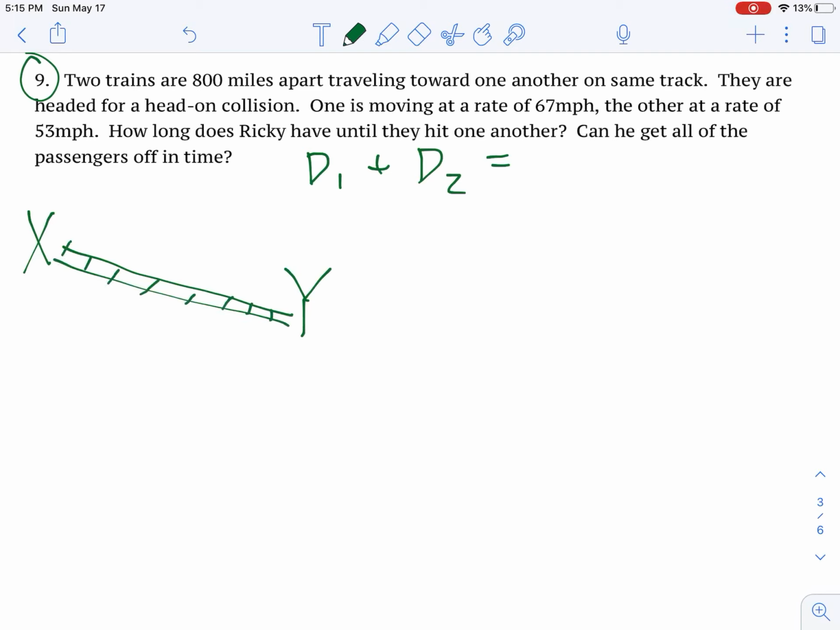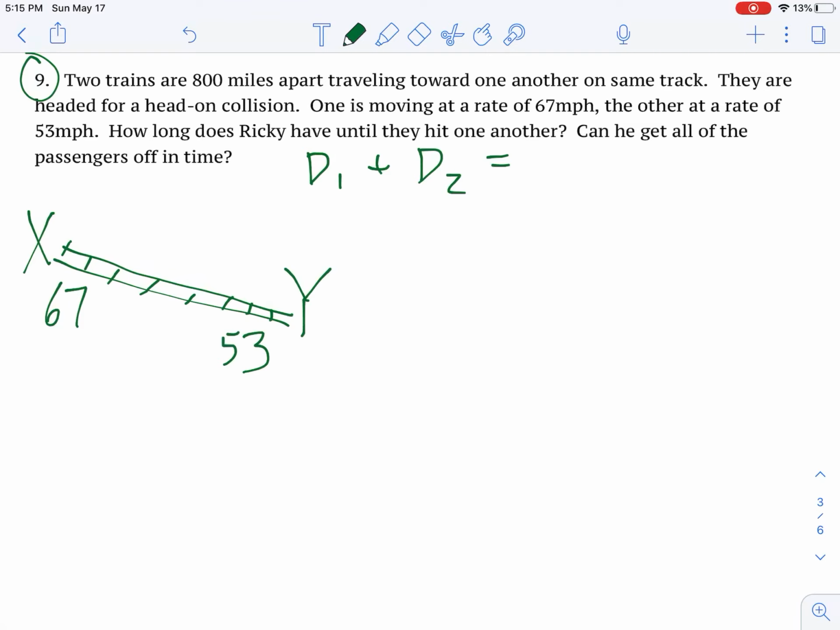Okay, cool. That sounds like a really bad idea. They are headed for a head-on collision. Oh me, oh my. One is going 67 miles per hour and the other is going 53 miles per hour. All right, I guess apparently Ricky's important. How long does Ricky have until they hit one another? Can he get all the passengers off in time? Really, I'm just trying to be clever here.